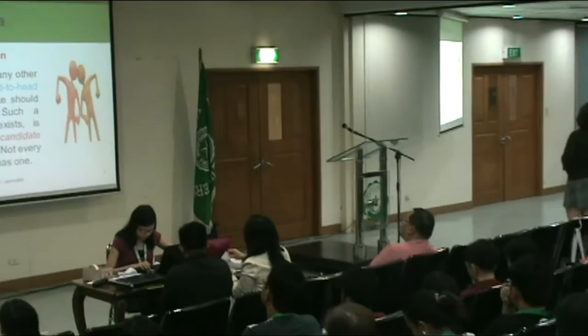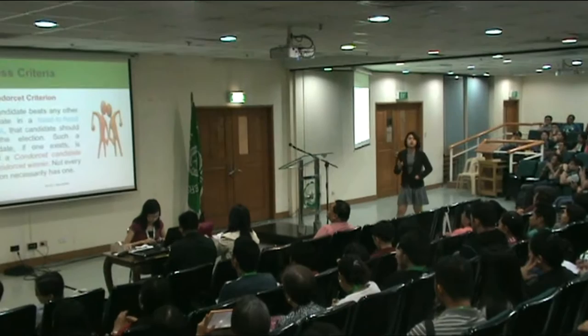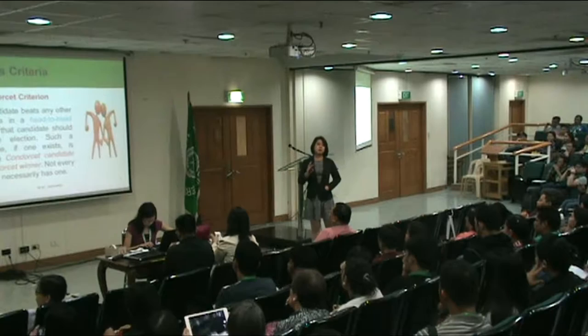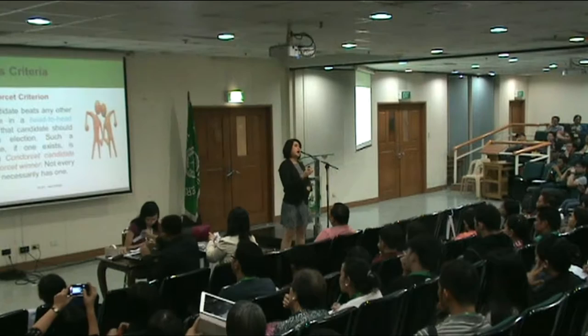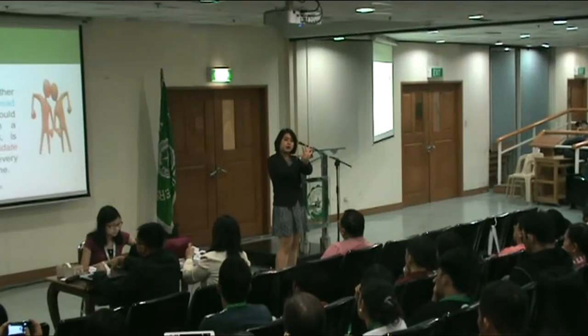If a candidate beats every other candidate in a head-to-head contest, that candidate should win the election. That means you're going to pair all the candidates in a head-to-head count, and that candidate should win versus the others. Let's say we have four candidates, A, B, C, D. If we pair A and B, A will win, let's say, and then A and C, A will win, and then A and D, A will win again, then we have a winner based on the Condorcet criterion.